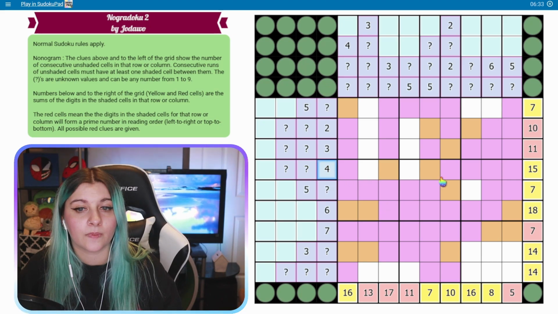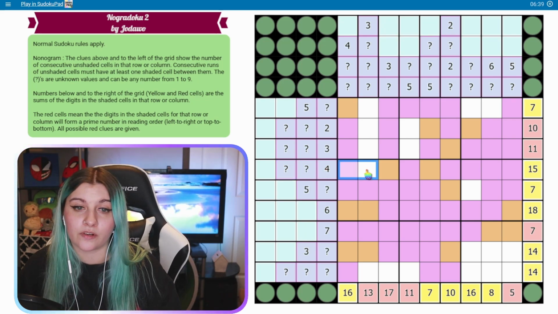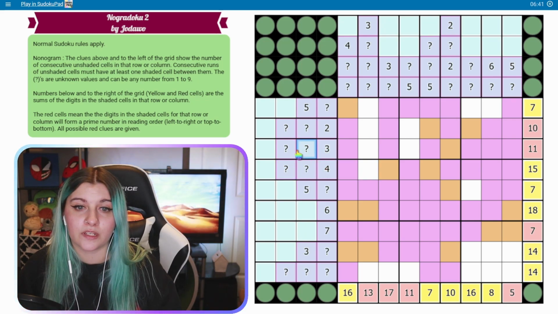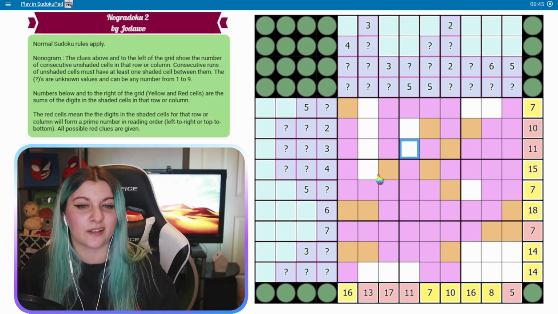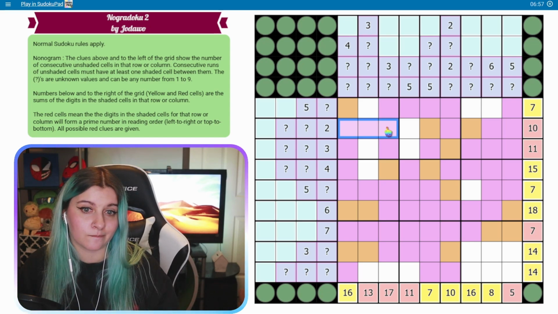4, this is definitely pink. I don't know about this one though. This could be a 1 or a 2. 3, question mark, question mark. One of these is going to be orange. I need to break it up somehow. Don't know yet though. I have 2 and then a question mark, which is this one. These need to be connected. I don't know if it's 3 or 4, but this question mark goes here.